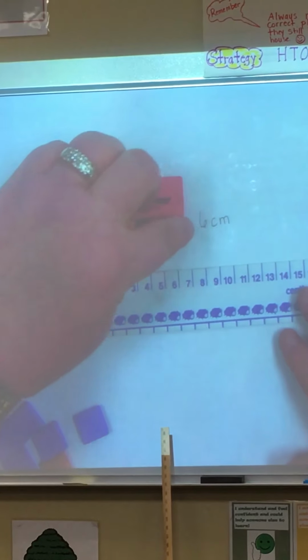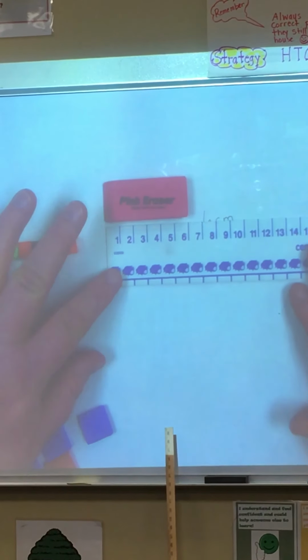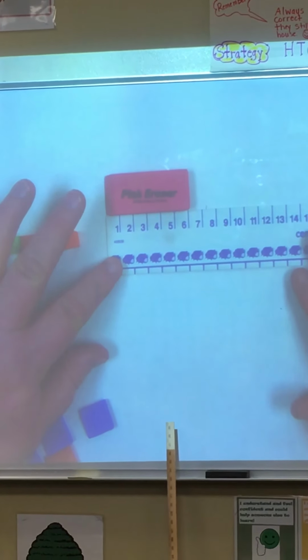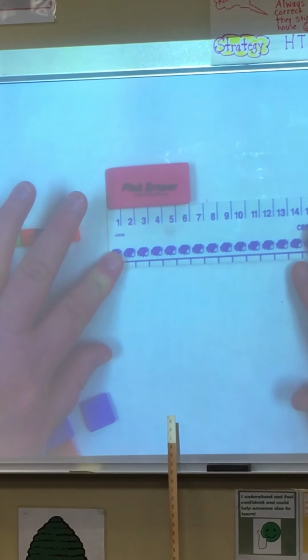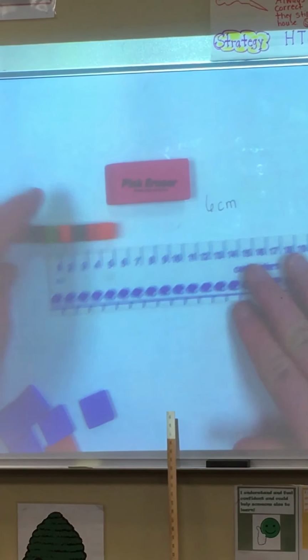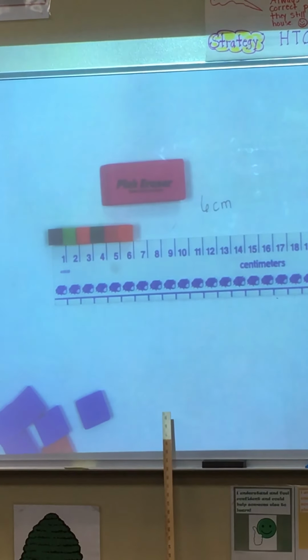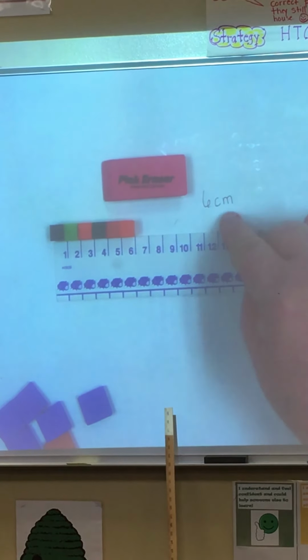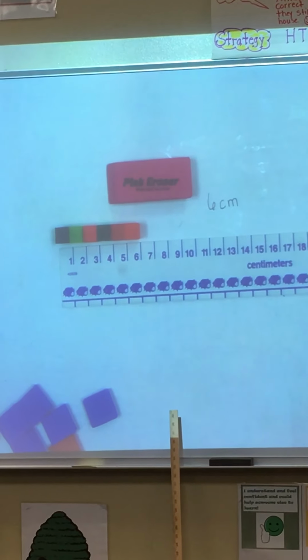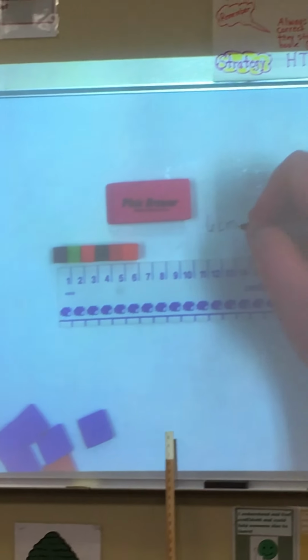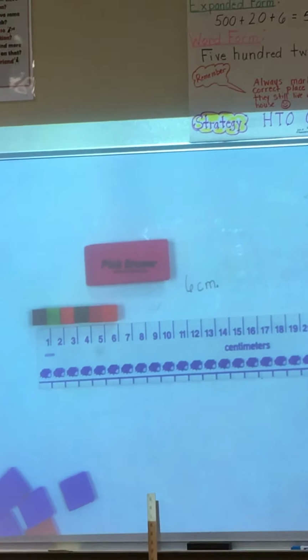So I'm going to measure, and let's see if that's the same. Ooh, 6 centimeters. Exactly. And then look at the cubes, how they fit nice and even in there. Awesome. Don't forget your abbreviation. Of course, Miss Henson needs to put her period.